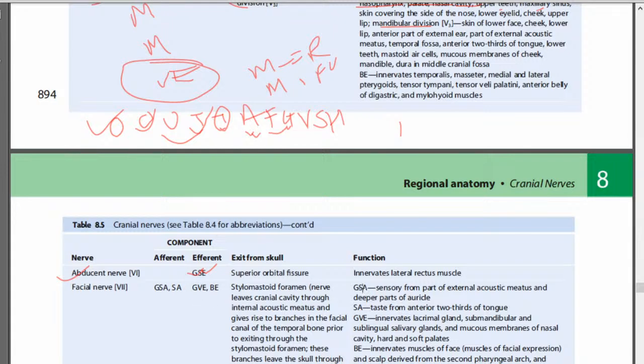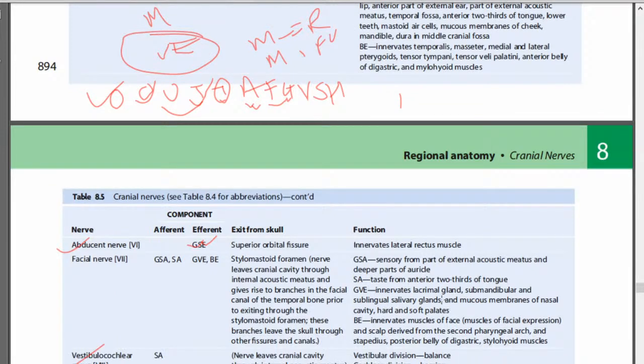It is called GVE because it supplies the lacrimal gland, the submandibular gland and the sublingual salivary gland. Efferent means it gives information to the salivary gland from the brain. GSA means the sensory part of the external acoustic meatus. It is called special afferent because it takes taste from the anterior two-thirds of the tongue.